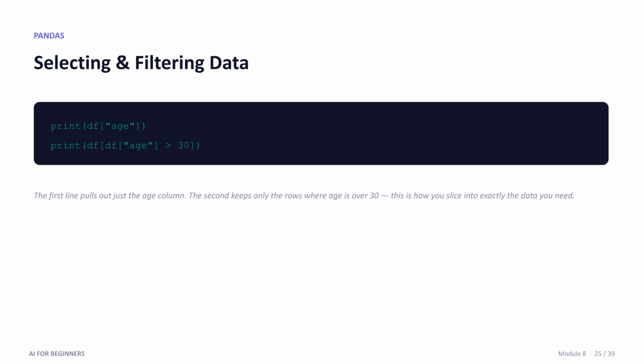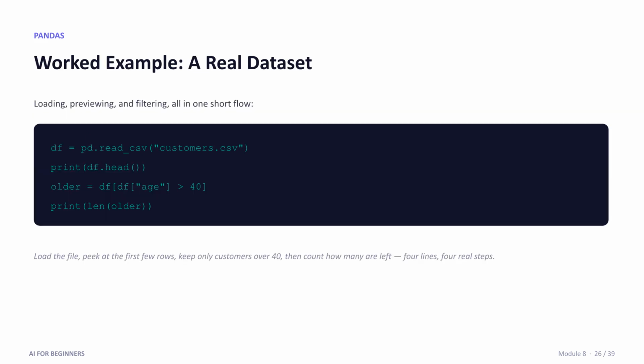Pandas makes selecting and filtering data straightforward. Whether you want to extract a specific column like age, or filter for rows meeting specific criteria, the syntax remains clean and readable. Let's look at a quick workflow. We load a file, peek at the data, filter for customers over 40, and count them. It's a clean sequence of 4 operations that demonstrates how easy it is to handle large datasets.